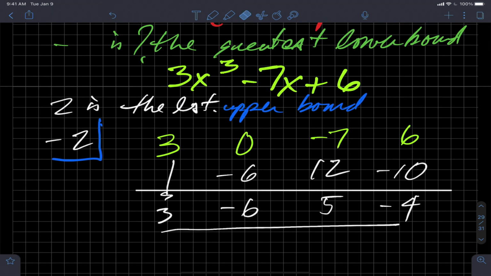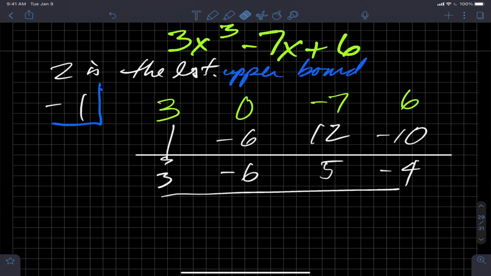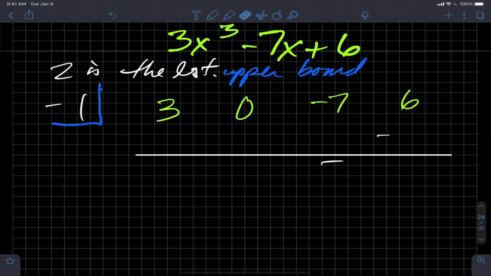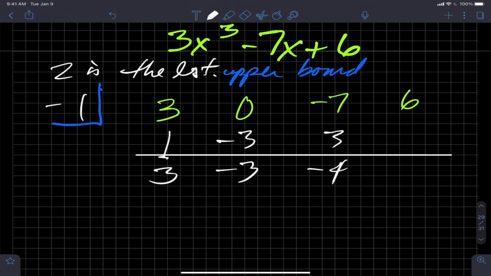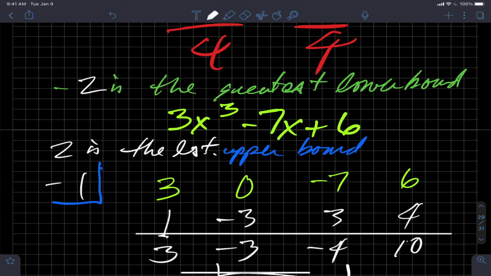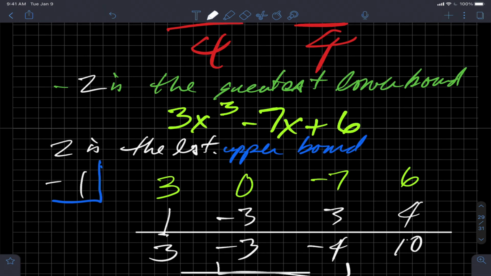We don't know if it's the greatest, but it has the best chance. It certainly is in a better place than -3, so I'm going to replace it, and we'll go shoot for -1 and see what happens with the -1. Okay? Get rid of those. And we'll do the synthetic division with this. 3, -1 is -3, -3, -1 is 3, -4, and 1 times -4 is 4, and so that's 10, and it doesn't work, right? So -2 is my greatest lower bound. And that's it. Those are your bounds.